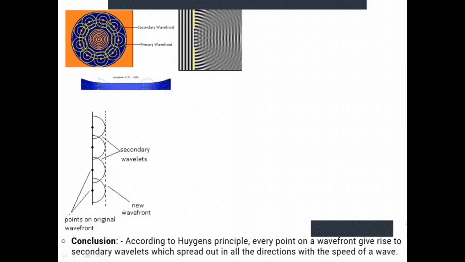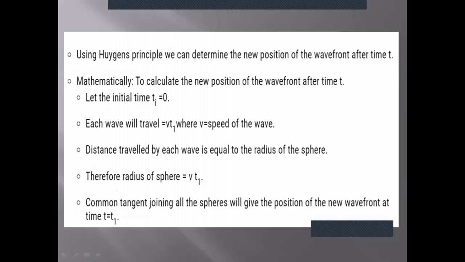So as a conclusion, according to the Huygens principle, every point on the wavefront gives rise to secondary wavelets, which spread out in all directions with the speed of the wave. If it is considered as light, it moves at the speed of light. If it is considered as water, then the speed at which the water propagates is the speed we consider here. So this is the example. Using Huygens principle, we can determine the new position of the wavefront after time t.